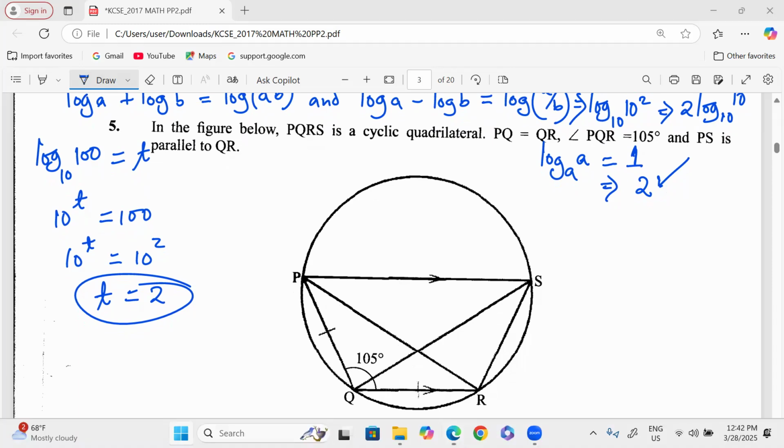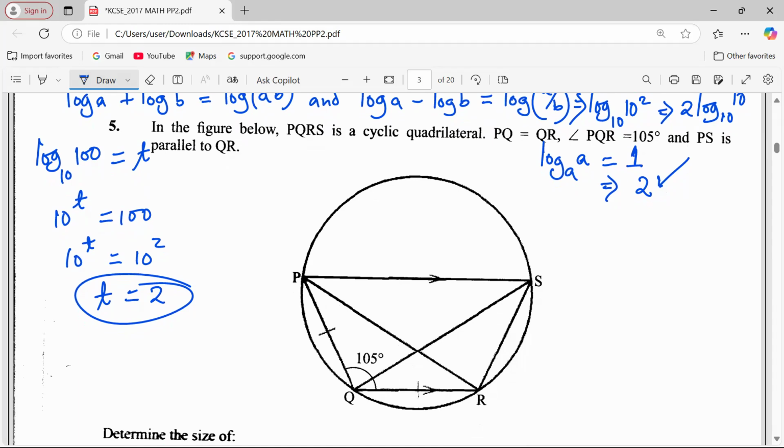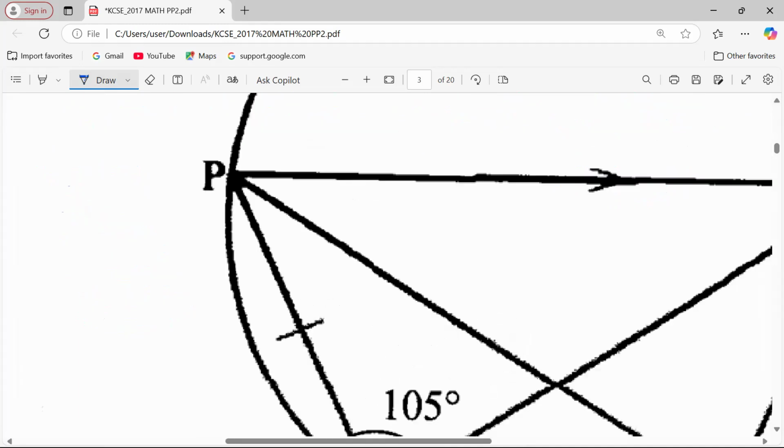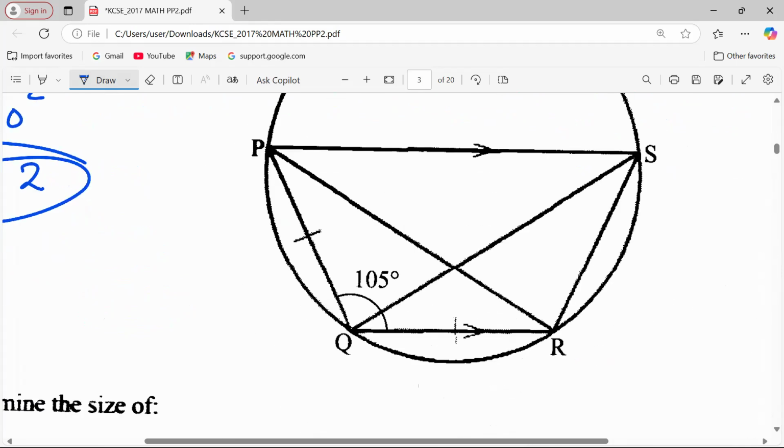Number 5. In the figure below, PQRS is a cyclic quadrilateral. A cyclic quadrilateral is one which touches the circle using the 4 vertices. You can see P, Q, R, and S are touching the circle. PQ is equivalent to QR.